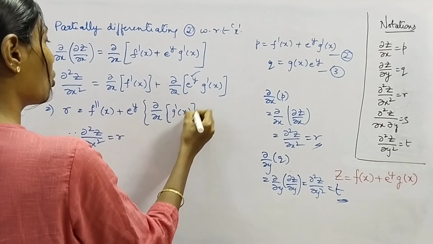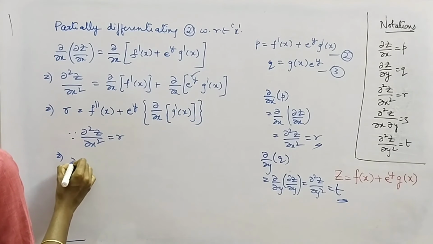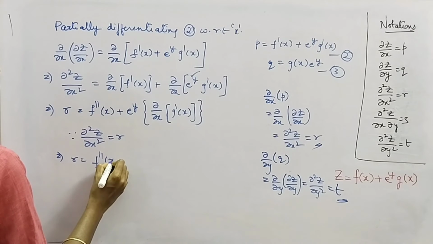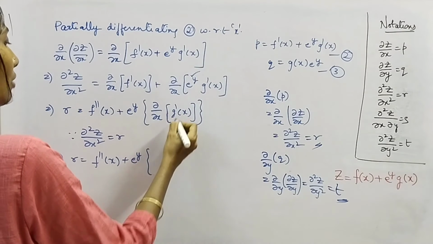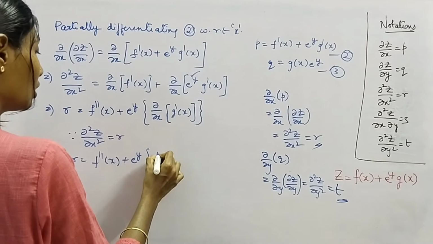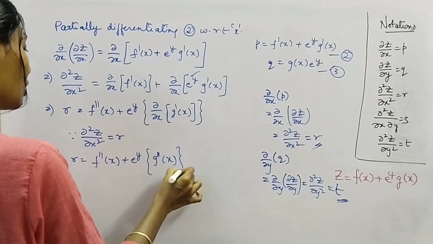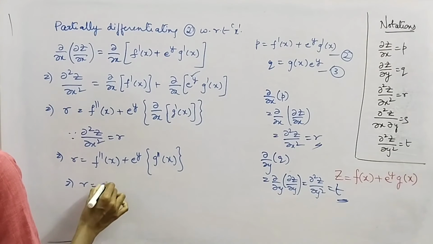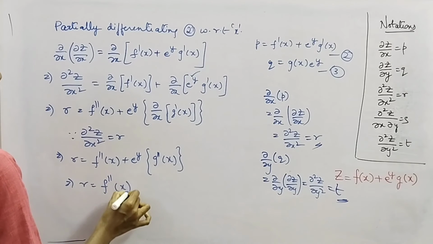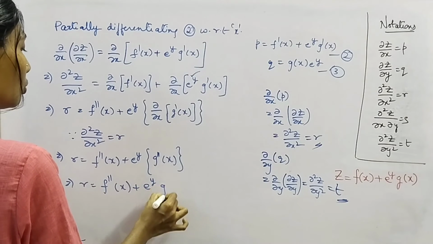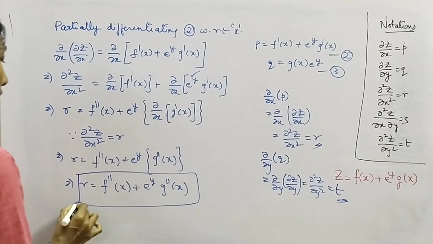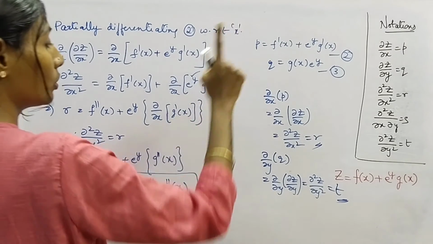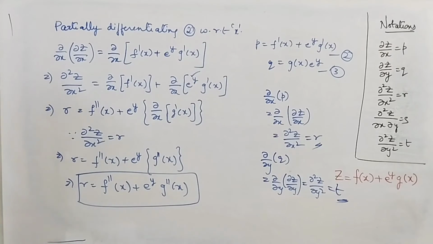g dash of x, which gives us r equal to f double dash of x plus e power y into the partial derivative of g dash of x with respect to x, which is g double dash of x. Which gives us r equal to f double dash of x plus e power y into g double dash of x. This is our r. By partially differentiating p with respect to x, we got r. Now let's find t.